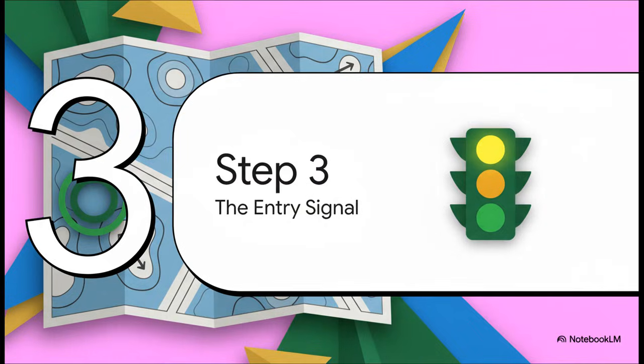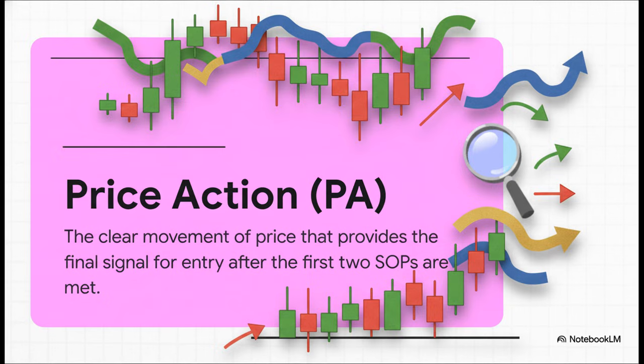All right, we've got our map, we've confirmed our location. Now we just need one more thing, the green light to go. This brings us to the final and most decisive step, the entry signal. And this final signal, it comes from something called price action. So we've got our first two boxes ticked. Now we're literally just watching the candles on the chart. We're looking for a clear visual sign, like a big engulfing candle or a sharp pin bar, that's basically screaming at us that the reversal's happening right now. See, this isn't about predicting the future, it's about reacting to what's happening in the present.